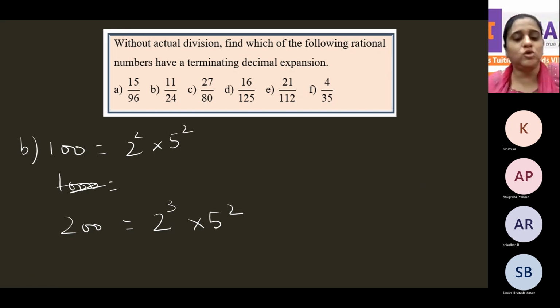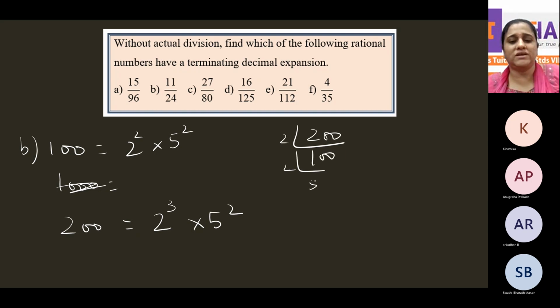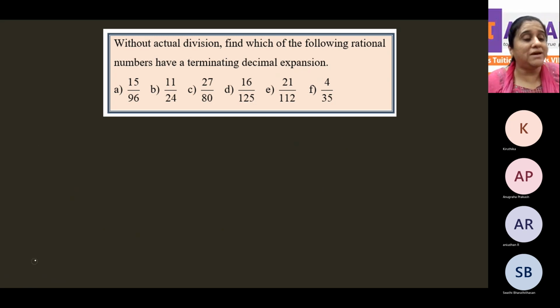Yeah, 200 is 2 cubed into 5 square. See how to find, you all know it. So 200 is made up of only the primes 2 and 5. So if the denominator has only 2 or 5 as its prime factors, then that p by q will have a terminating decimal expansion. If it has any factor other than 2 or 5, it will have a non-terminating repeating decimal expansion.